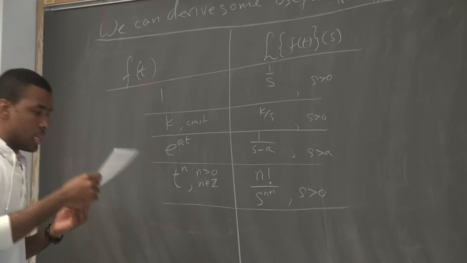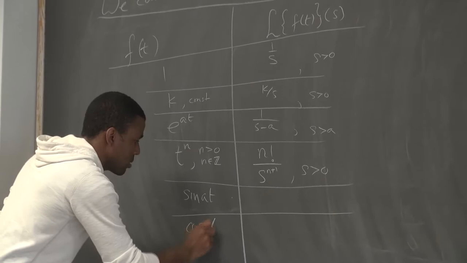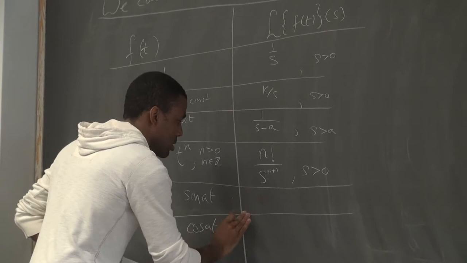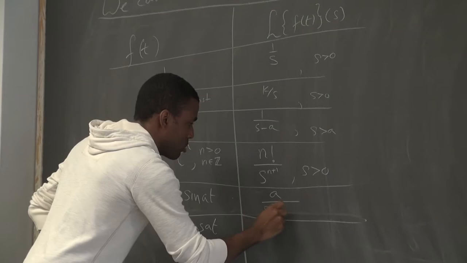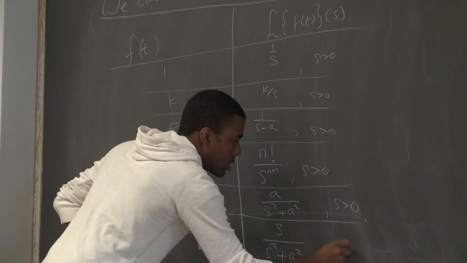So the other ones that they like to tell you, sine of at and cosine of at, right? You plug these into that formula, you'll have to do a revolving integration by parts and back substituting, and you'll end up finding that sine of at is a over s squared plus a squared, s greater than 0, cosine is s over s squared plus a squared, s greater than 0.